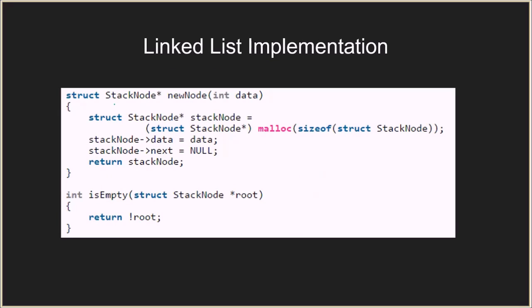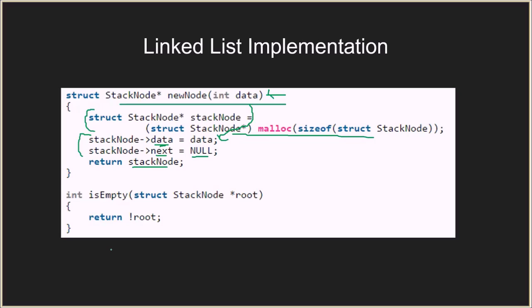Now again, to create a new node, we have this function new node, which takes as an argument the data part. What it does is it creates a new node, basically the stack node, and it also allocates the memory to it. Then it fills out the value of the data part and the next part. The data part becomes the data which came as an argument, and the next is initialized as null because we do not know where it will be placed, or we do not have a value for the next pointer. And then we return the stack node.